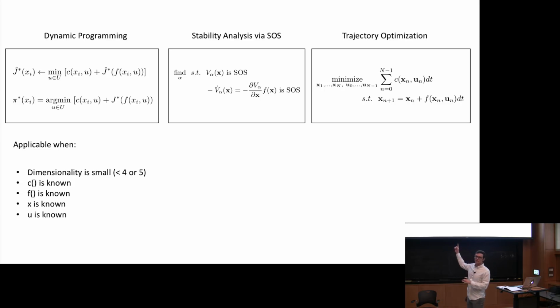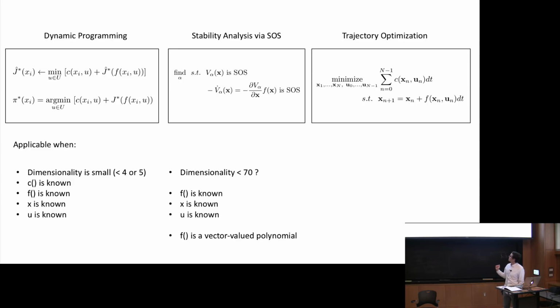We also, though, let's just look at the equations we have. We need to know what our cost is. We need to know C. We need to know F, which is the dynamics. And then we need to know X, which is our state. And we also need to know U, which is our control input. So we always basically assume those things are known, but we do need to know those. How about for SOS? So the key one there is F needs to be a vector-valued polynomial. And it actually turns out that a lot of very useful systems can be written down as vector-valued polynomials, but that is the key assumption there. In terms of dimensionality, I've seen as high as 70 been handled with SOS. I'm not sure if that's the exact limit, but that's the highest that I've seen.